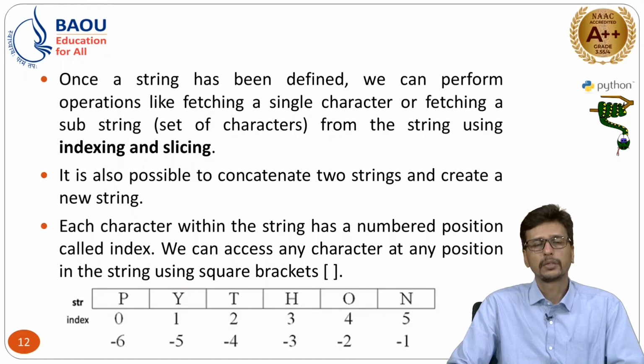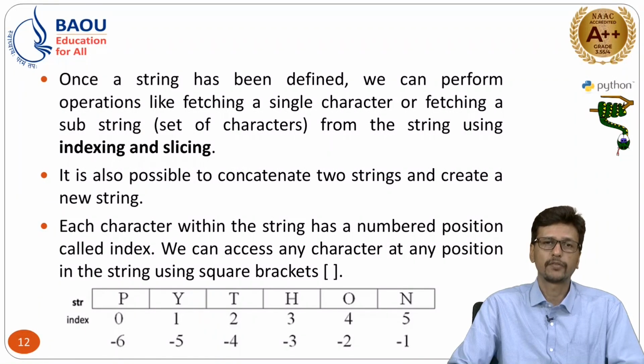Then there is the concept of indexing and slicing. As we have already discussed, if you want to perform multiple operations, like fetching any character or concatenating multiple strings into a single string, that is also possible. In the figure you can see one variable declared, str, with the value Python. Here the index starts from 0, 1, 2, 3, 4, 5, which is the positive index, so it fetches the data from left to right.